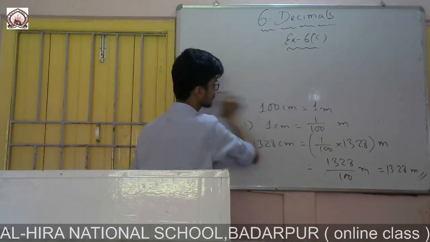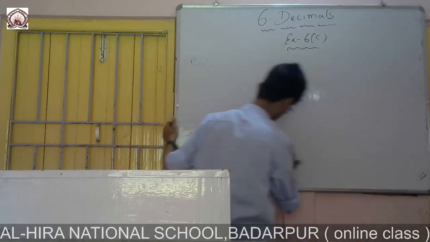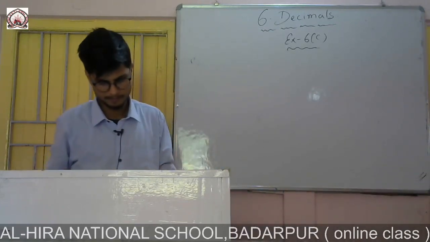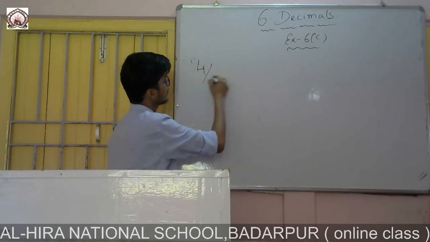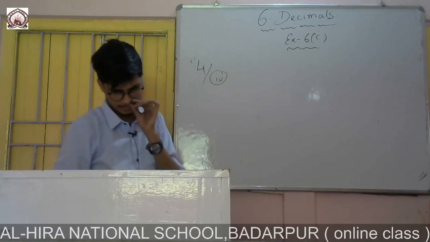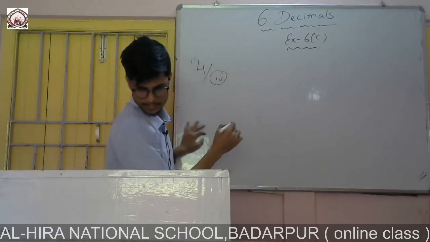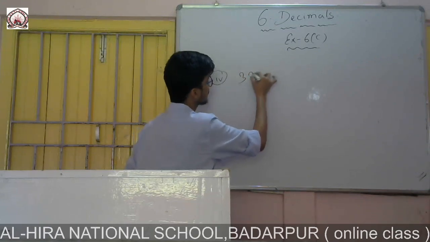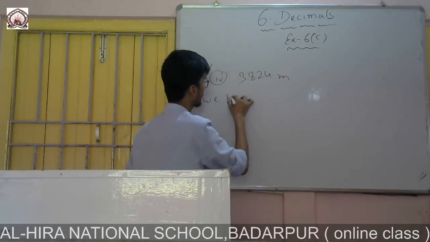Now question number 4: express as kilometers using decimal. I will do only one. Let me do Roman number 4. All are the same conversion. 3824 meter is given. I have to convert it into kilometer.